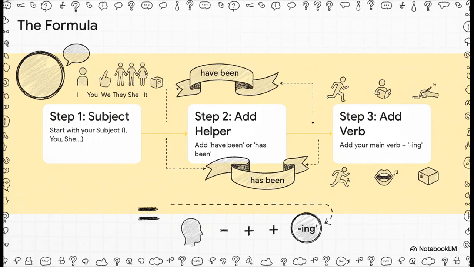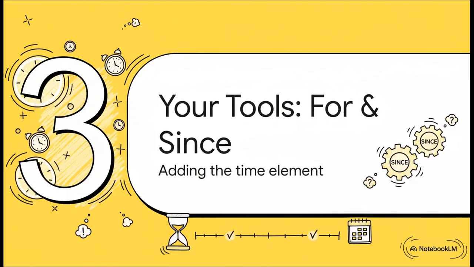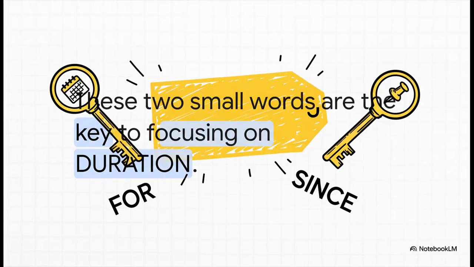Simple as that. Okay, but to really unlock the power of this tense, to really nail that focus on duration, we need two essential tools. They're just little words, but they do a super important job. And those two words are for and since. And believe me, getting the hang of the difference between these two is the final piece of the puzzle. This is how we get really specific about how long the action's been happening.